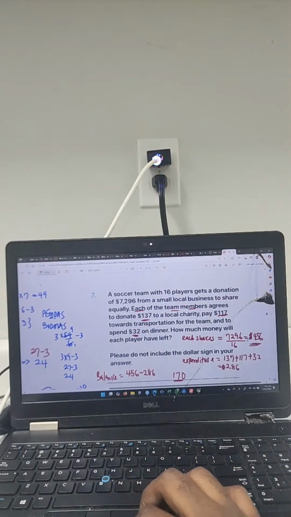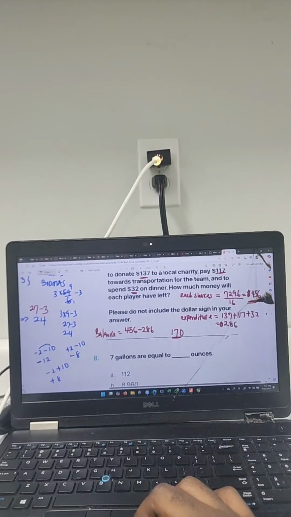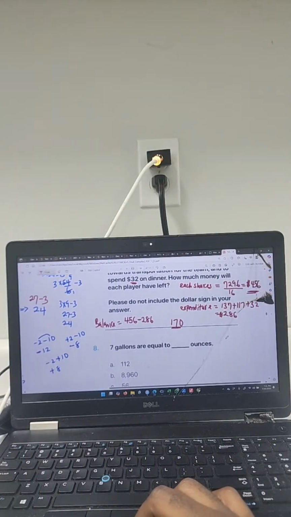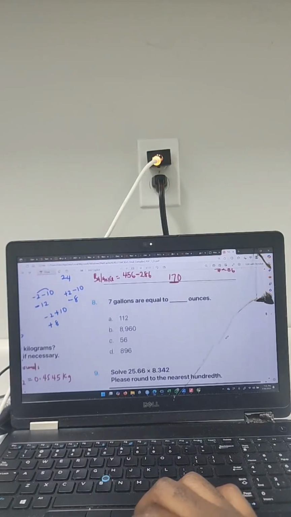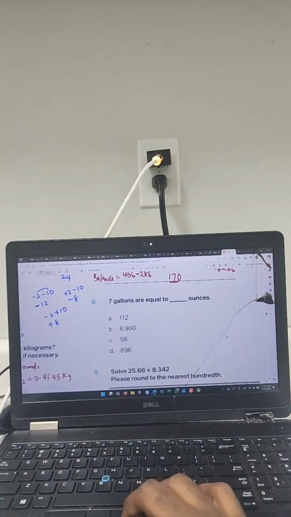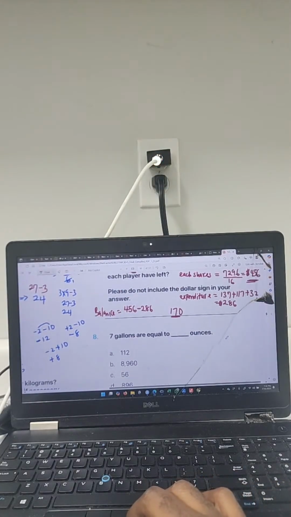Question 8. I'm going to stop on question 10. It says 7 gallons equal to how many pounds?